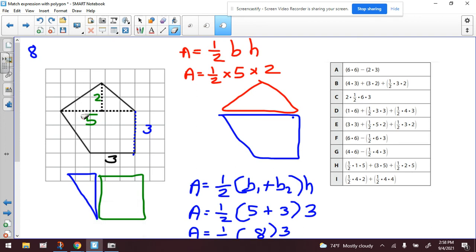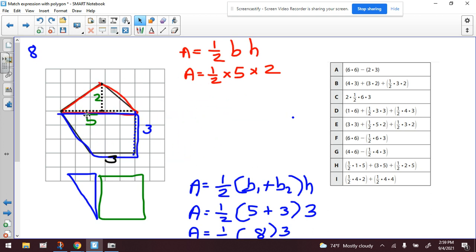And here's the polygon that I've tried to decompose a little bit for you so that you could see a little bit better. And here are the choices we have to match. Which one of these expressions could be used to find the area of this polygon? So one way to decompose this thing is to call this a triangle and call this a trapezoid. Find the areas of the two separate things.